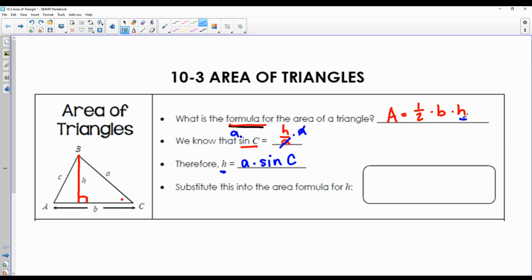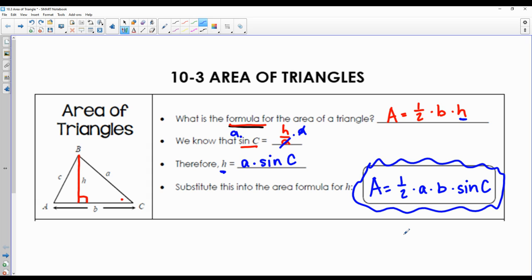So they're going to have you substitute that right in to get a new formula. The area of a triangle is equal to, we still have 1/2. I'm going to put this in alphabetical order, so I'm going to write a times b times the sine of C. So this is our nice, lovely, fancy formula that we're going to use to find the area. That's it. Easy as that. You just have to memorize that or have it in your notes so that you can keep referring to it.